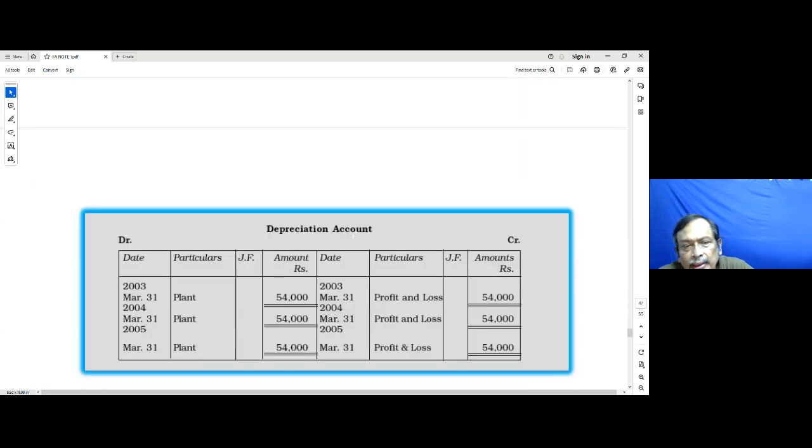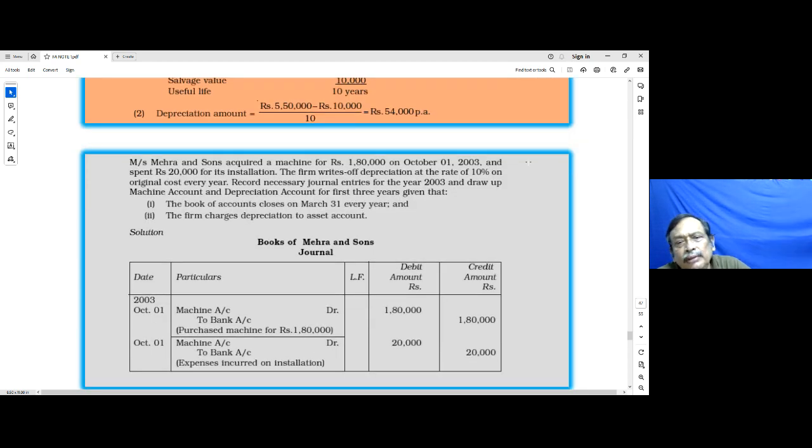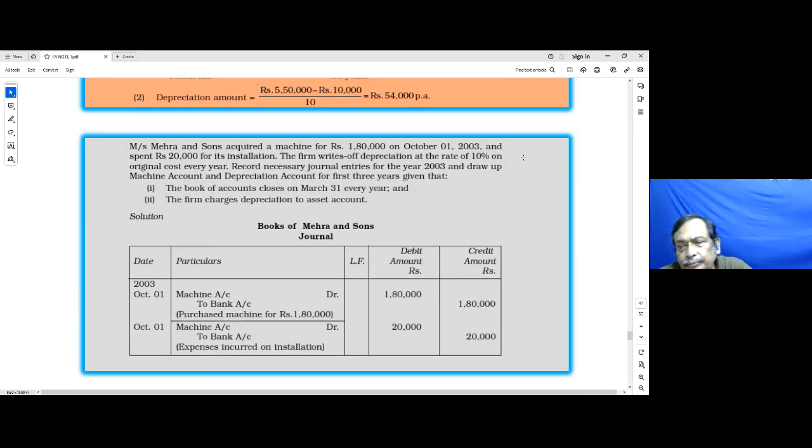Just have a look. Purchase of plant 5 lakhs, then installation cost 50,000. So the original cost after installation comes to 5,50,000. Then salvage value we are deducting, 10,000. Useful life 10 years. So the depreciation amount is 5,50,000 minus 10,000 divided by 10, which comes to 54,000 per annum. Now we are coming to the next problem.